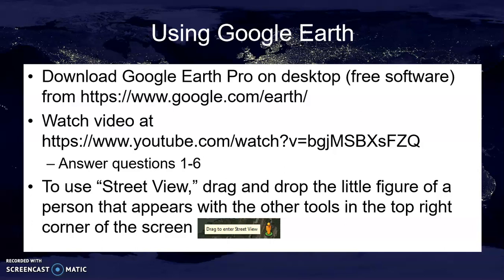And I don't know if it's mentioned in the video, but to use Street View, there's a little figure that pops up with the rest of the tools in the top right. You just drag and drop that little guy, that little person, onto wherever you want to Street View. And then you can look around from the street, and then you just click Exit Street View when you're done with that.